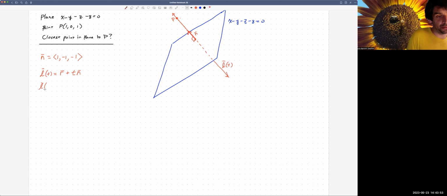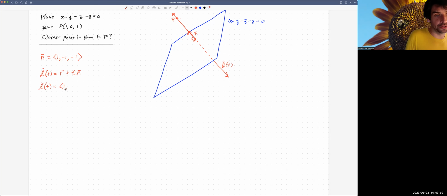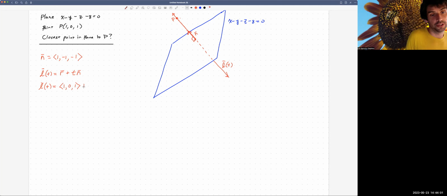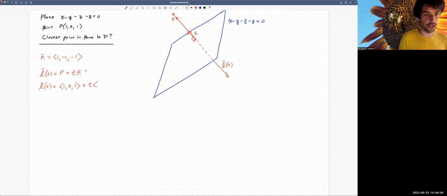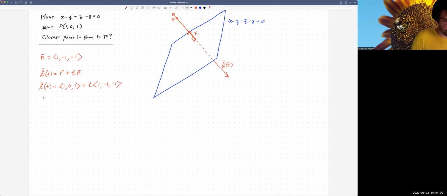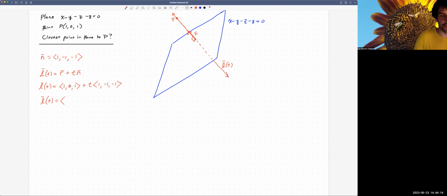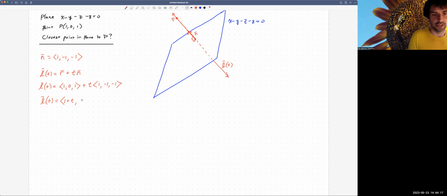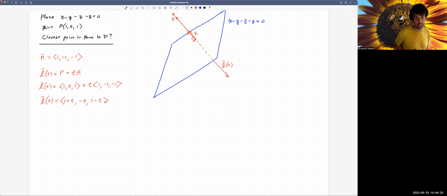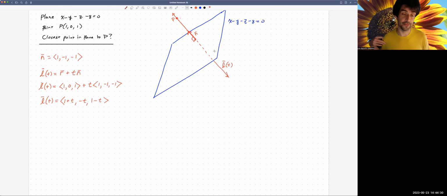It's this point P. So a vector pointing at point P will have components 1, 0, 1. And then we have t times 1, negative 1, negative 1. And I'm going to write this in a little more convenient form, at least for what I want to do. I've got 1 plus t, negative t, and then 1 minus t, right? So here's an equation of the line that goes through this point P and intersects the plane perpendicularly.